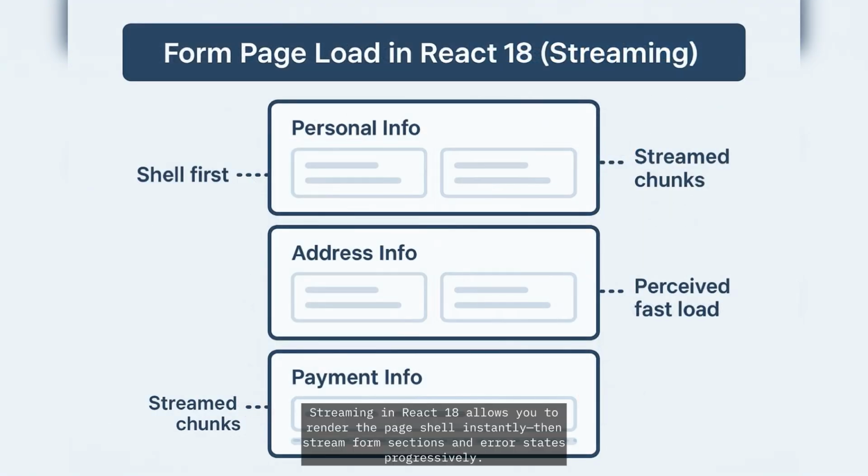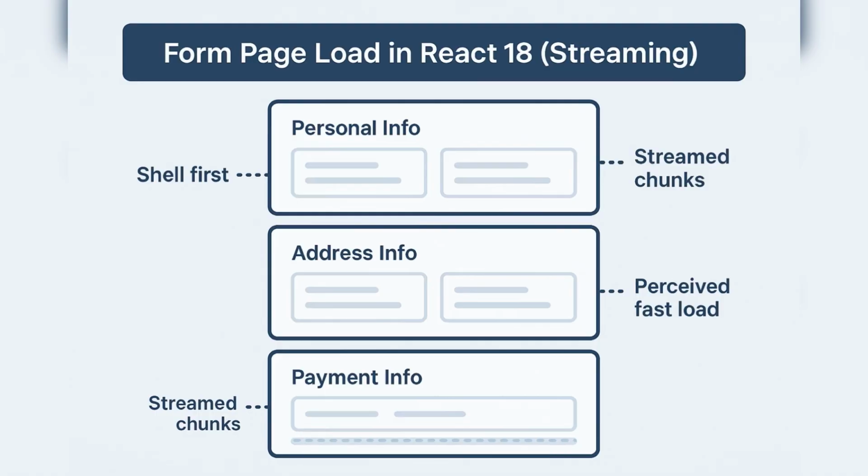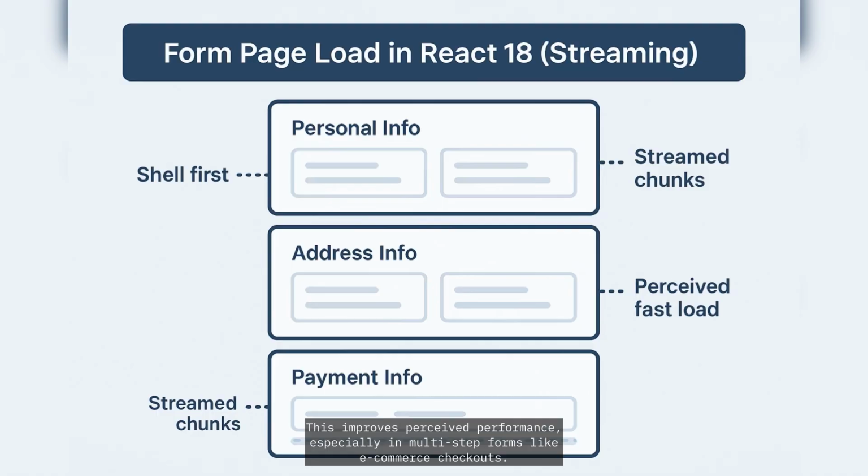Streaming in React 18 allows you to render the page shell instantly, then stream form sections and error states progressively. This improves perceived performance, especially in multi-step forms like e-commerce checkouts. It keeps the user engaged while the backend works in the background.